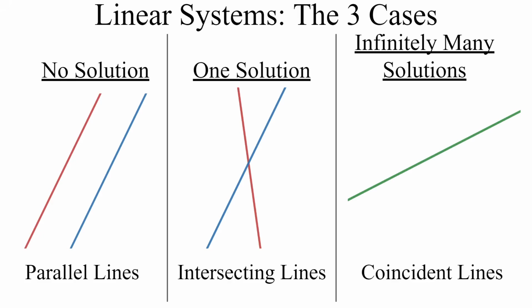You don't really need to know these words for these types of questions on the SAT, but I feel this vocabulary is pretty important, and I'm going to be using these terms kind of interchangeably throughout the video. So if you hear me say no solution or parallel lines, I'm talking about the same thing. Likewise, if I say intersecting lines, I'm talking about the one solution case.